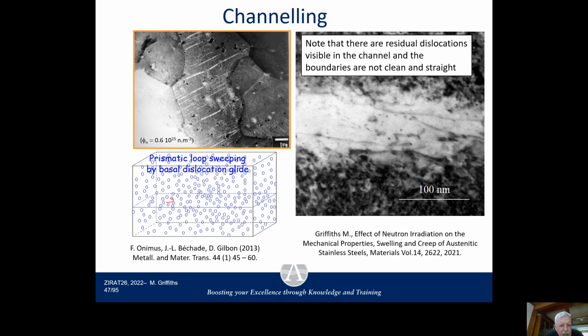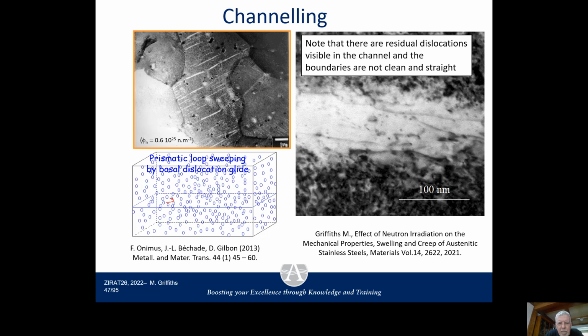So what do we see in detail? What's happening in these channels? Well, there are some residual dislocations. You can see some residual loops. This is a typical channel. Unfortunately, it's zirconium again, but it just gives you the idea.